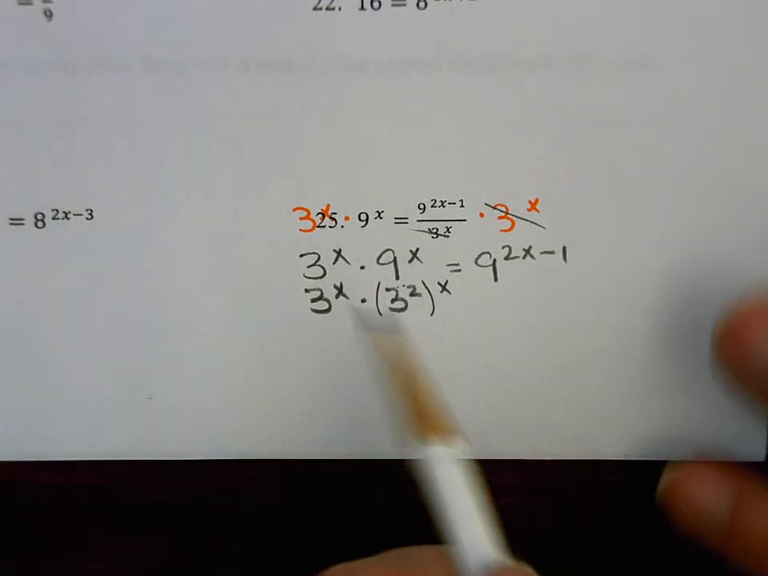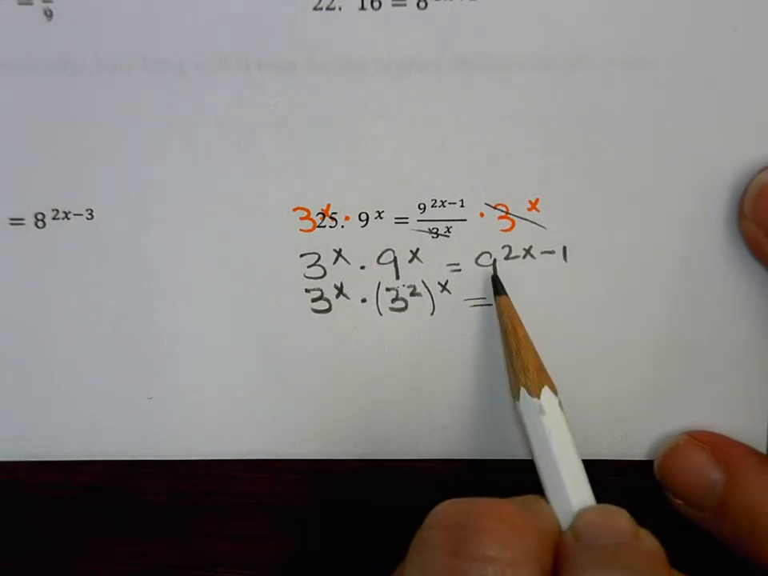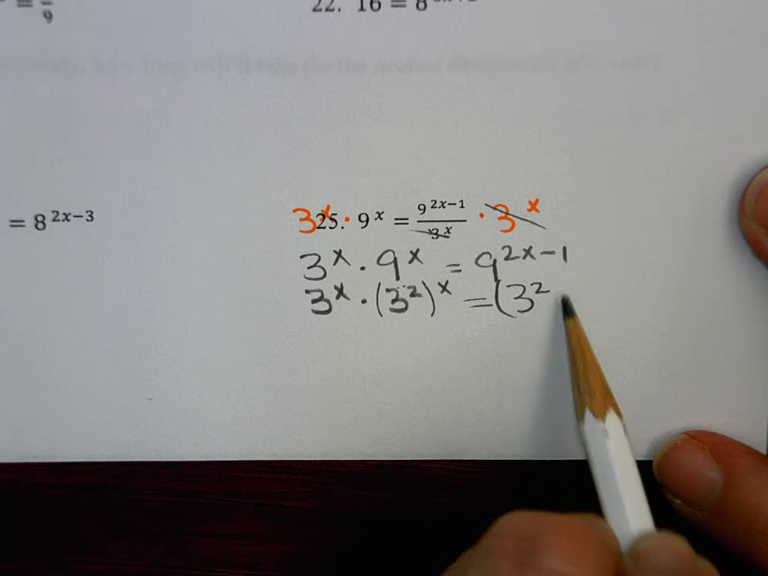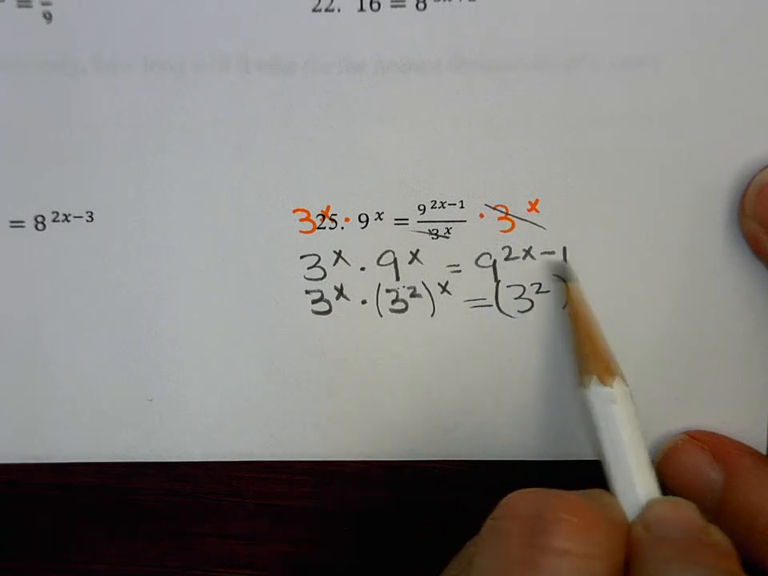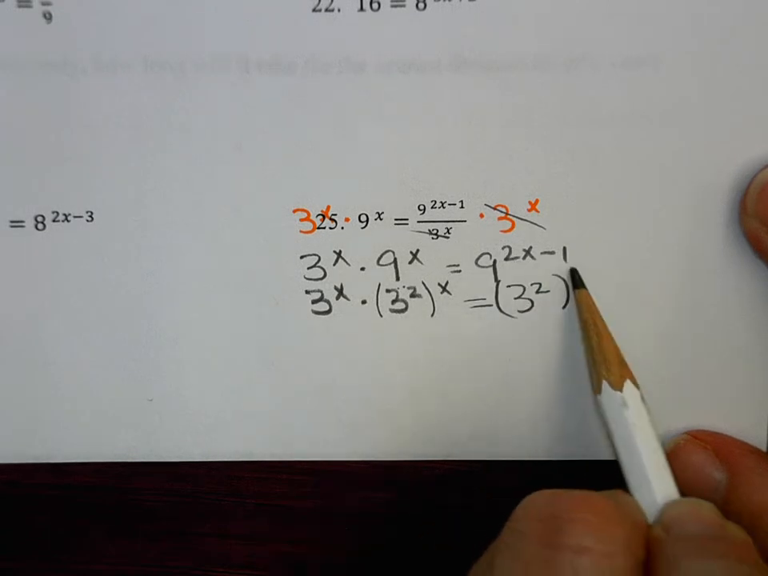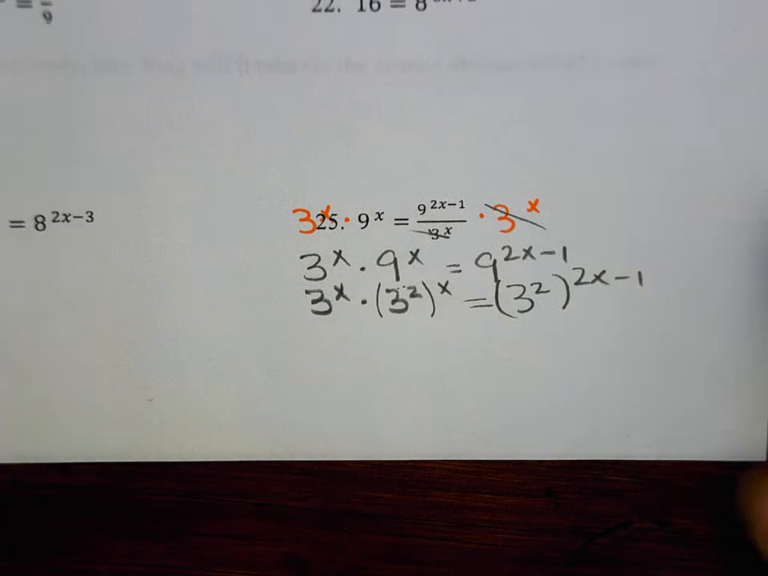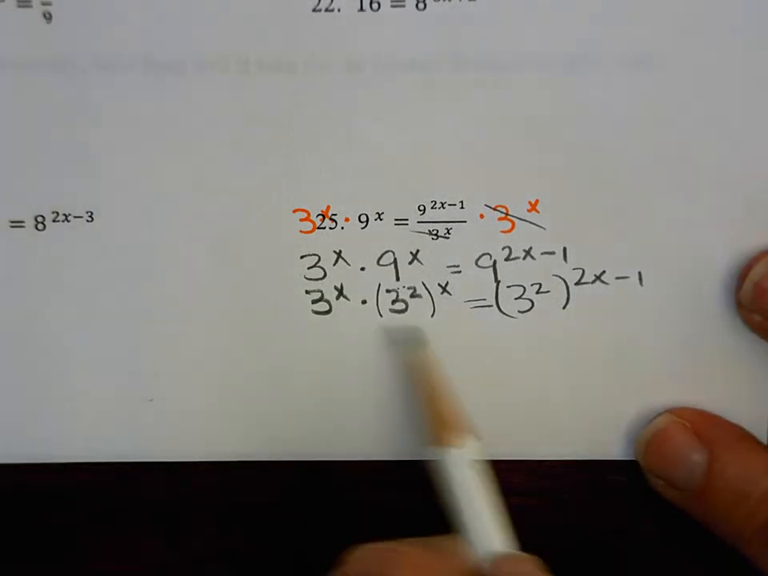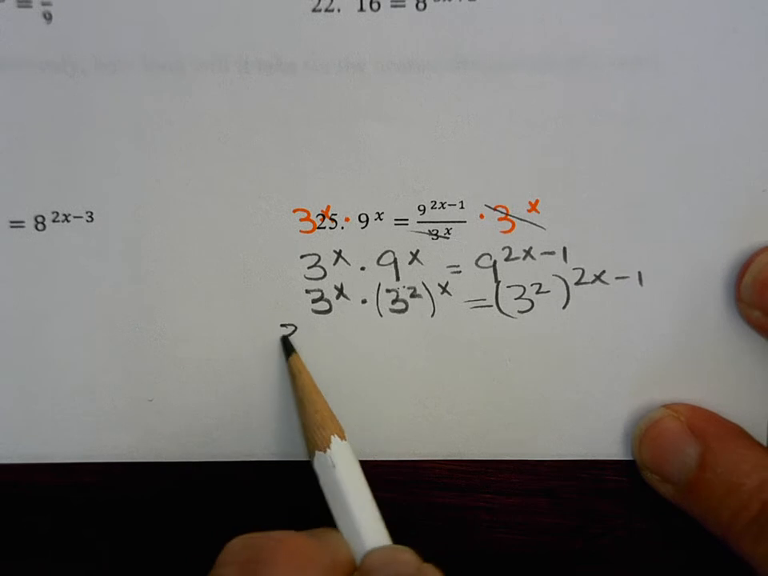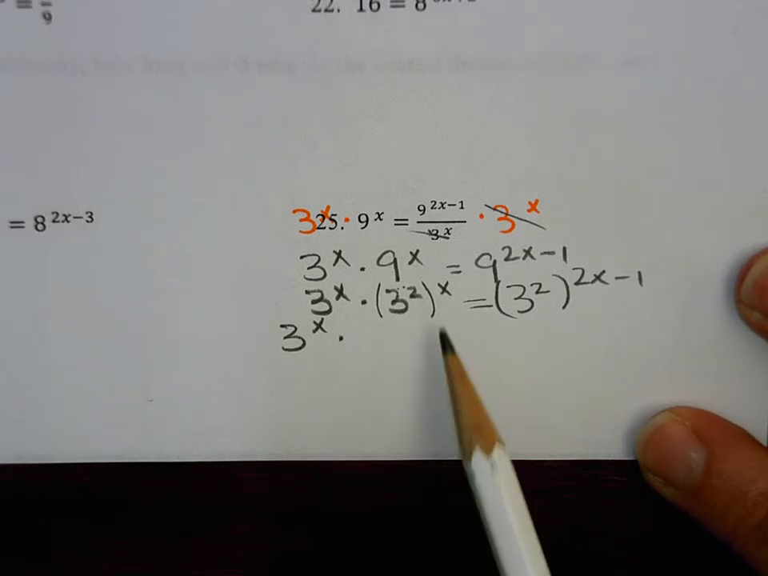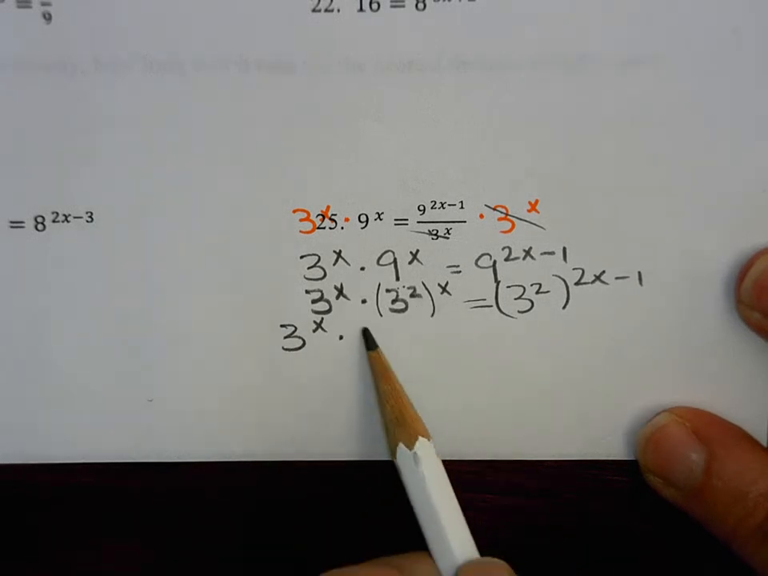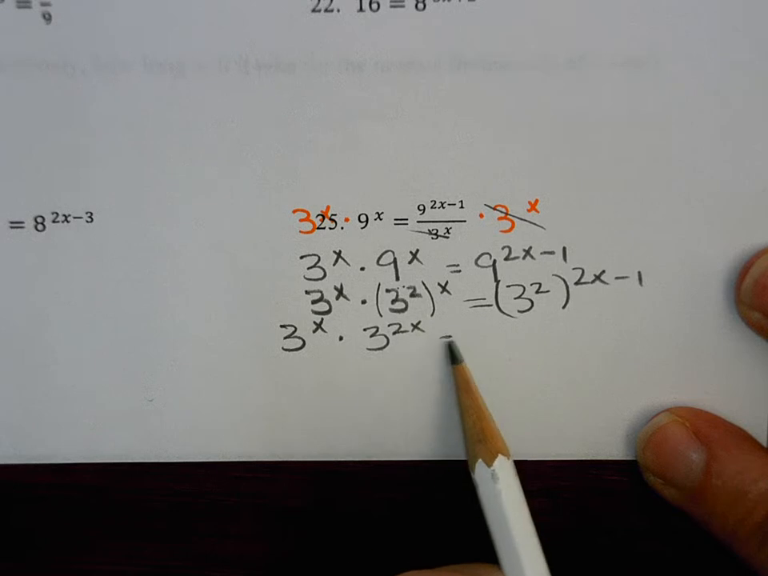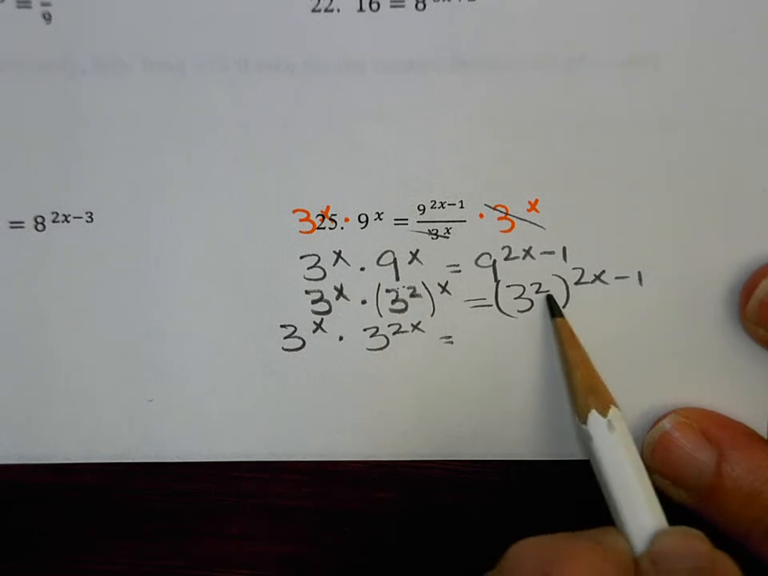And then I'm going to do the same for this side as well. So again, 9 is the same as 3 squared. And since 9 is to the power of 2x minus 1, 3 squared also has to be to the power of 2x minus 1. So all I did was get a common base. And so now I'm going to go ahead and simplify my powers here. So I have 3 to the x still. And then power to a power, I multiply. And then here I want to do power to a power, multiply.